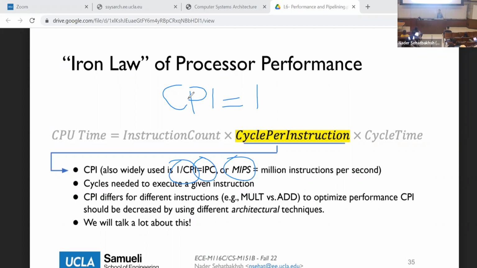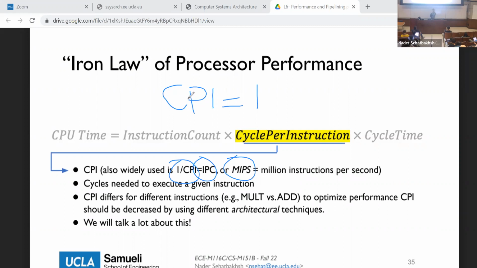So the question is, how do you define cycle? By cycle I mean the actual, so think about the data path that we had and the design that we had. We assume that it takes one cycle, and by cycle I mean clock cycle, to finish one instruction, okay? So for our single cycle design, we assume that every instruction takes exactly one clock cycle to finish. So that's why our CPI is equal to 1.